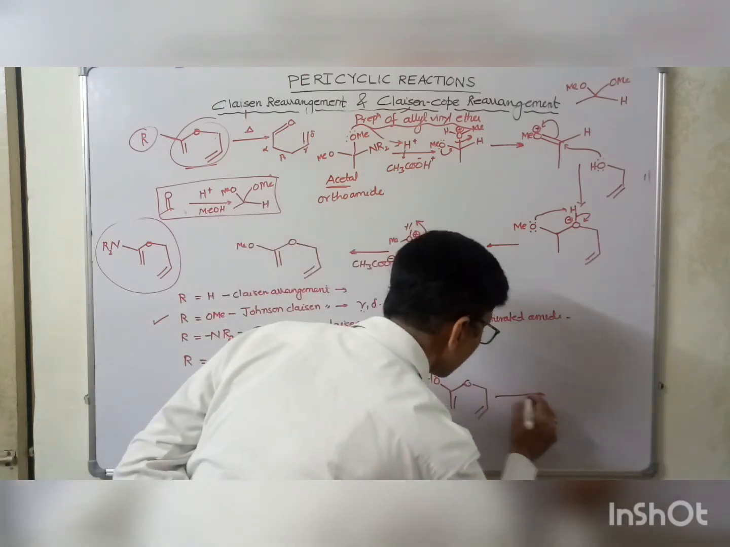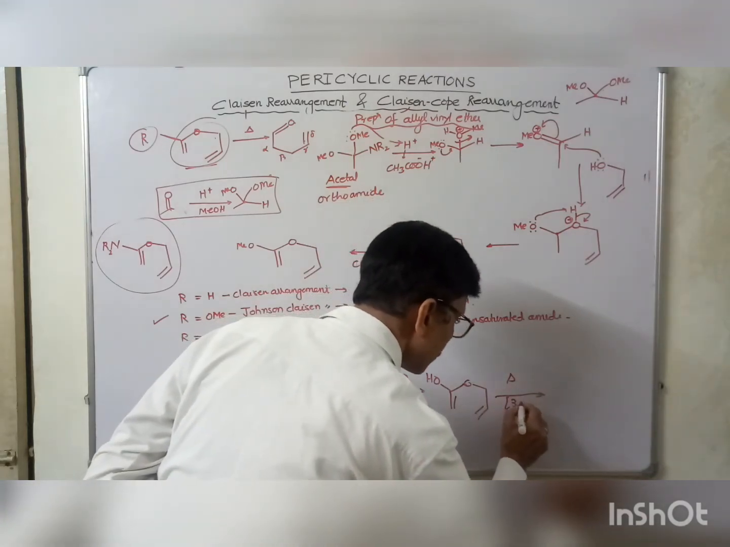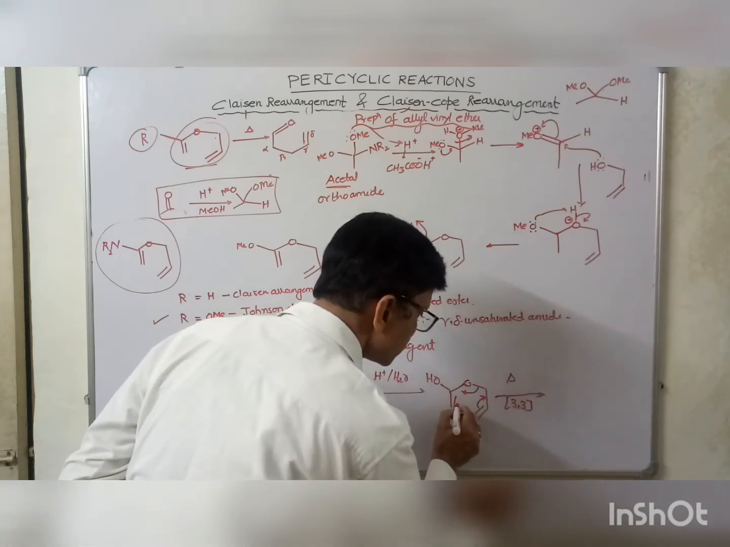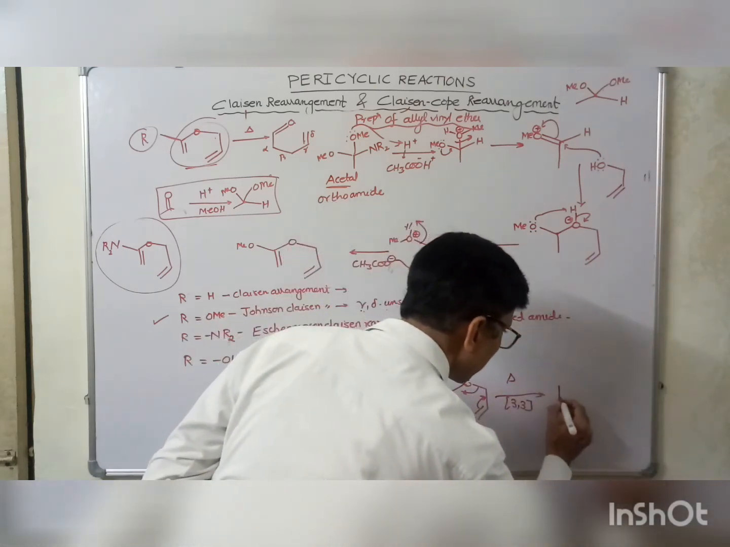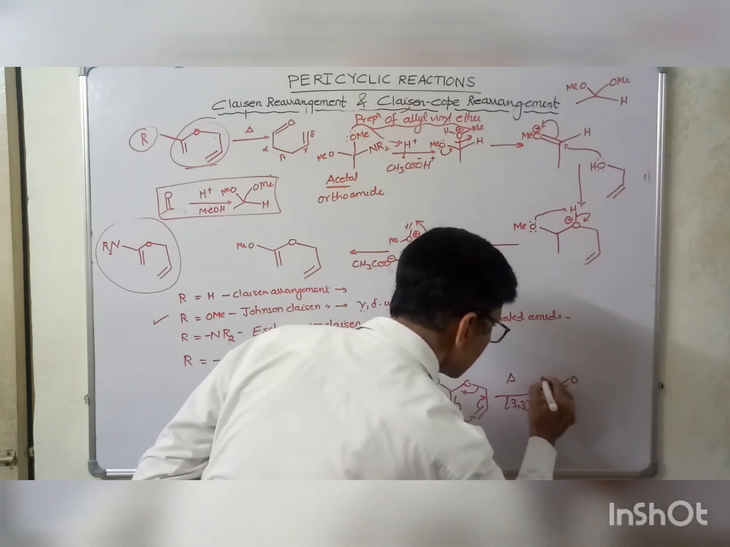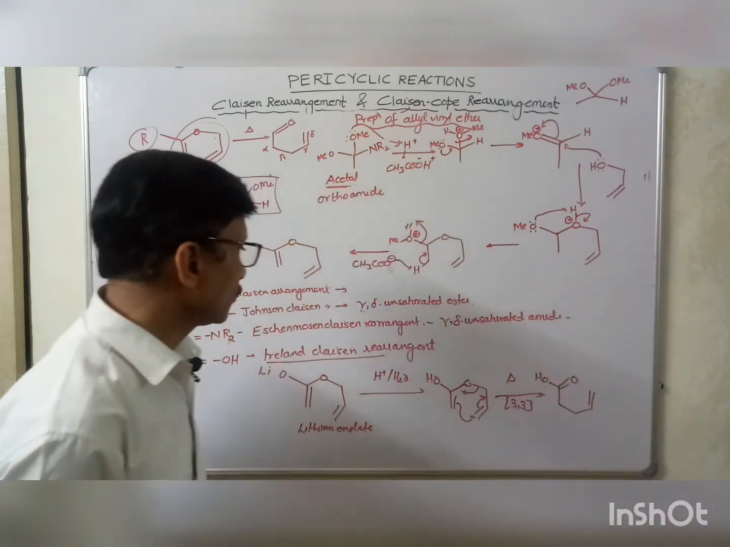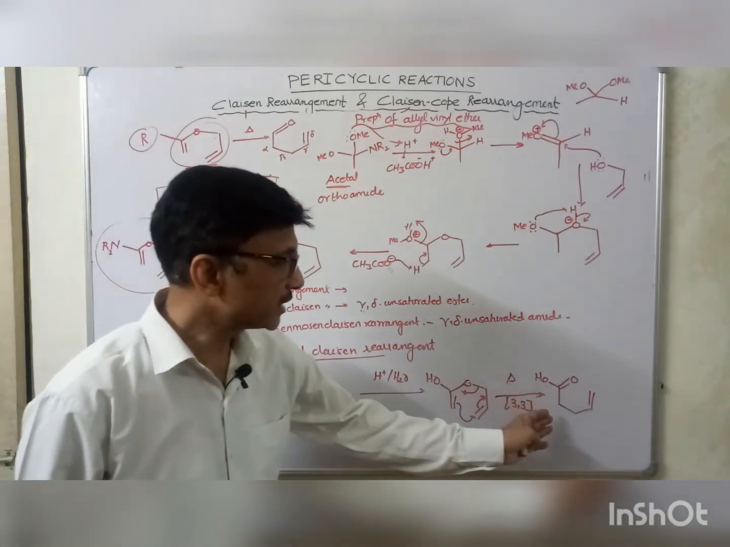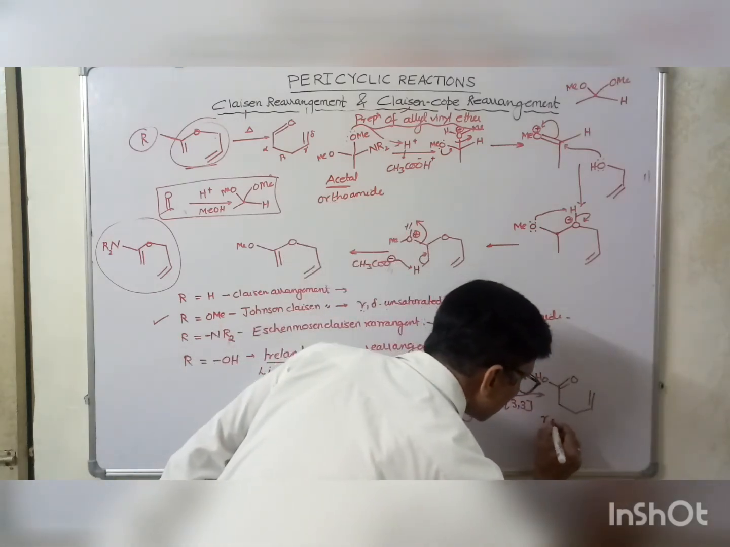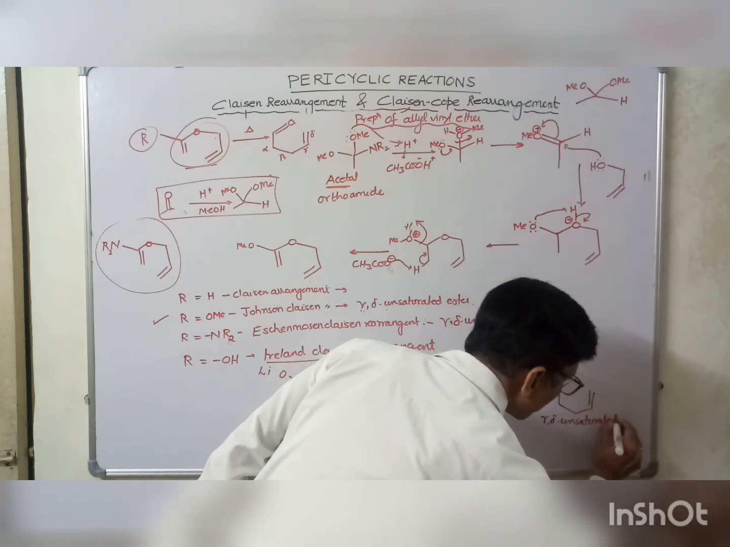and now it will undergo the 3,3 sigmatropic shift. With the 3,3 sigmatropic shift this bond will break, and we are getting a double bond over here. This is our OH. So here you will get the gamma delta unsaturated acid. This will give you the gamma delta unsaturated acid that we will get.